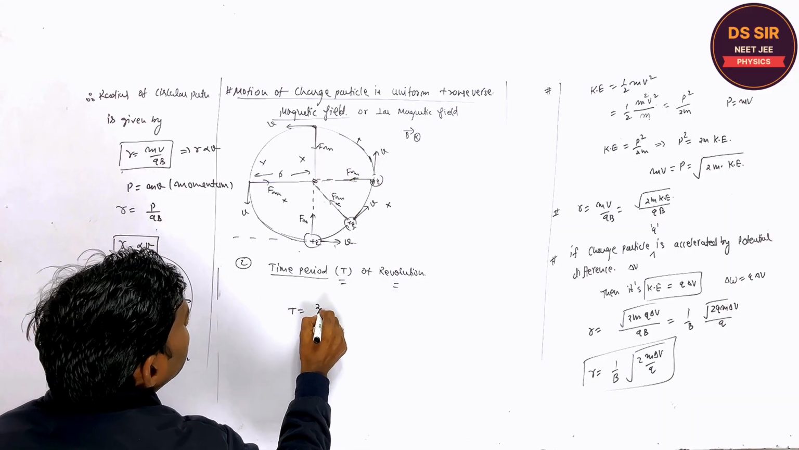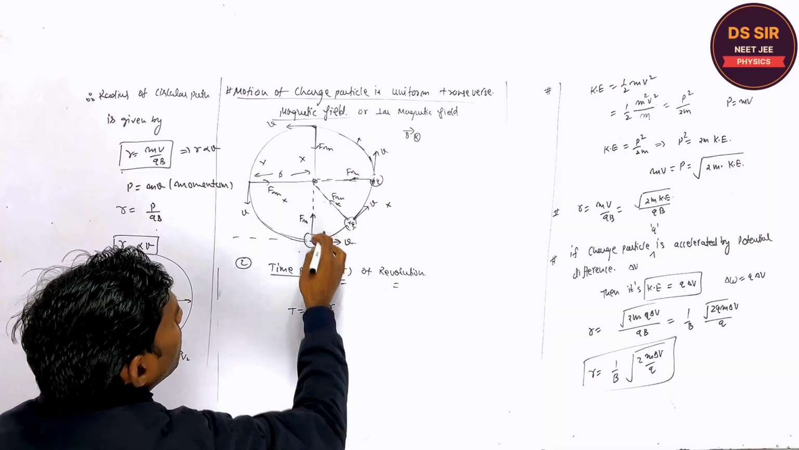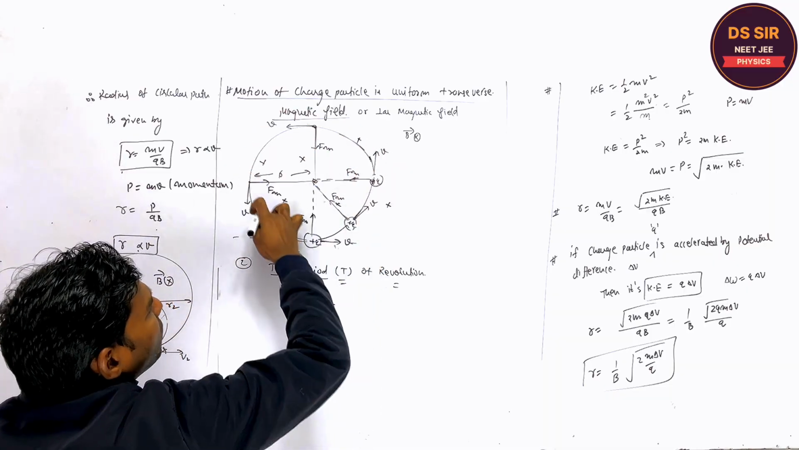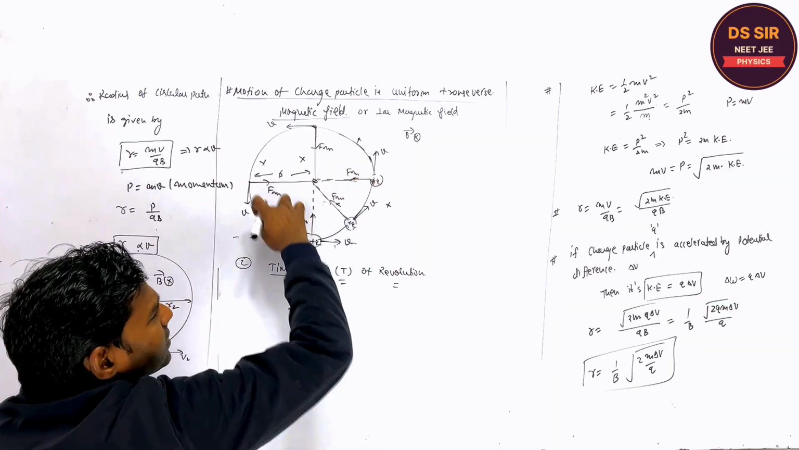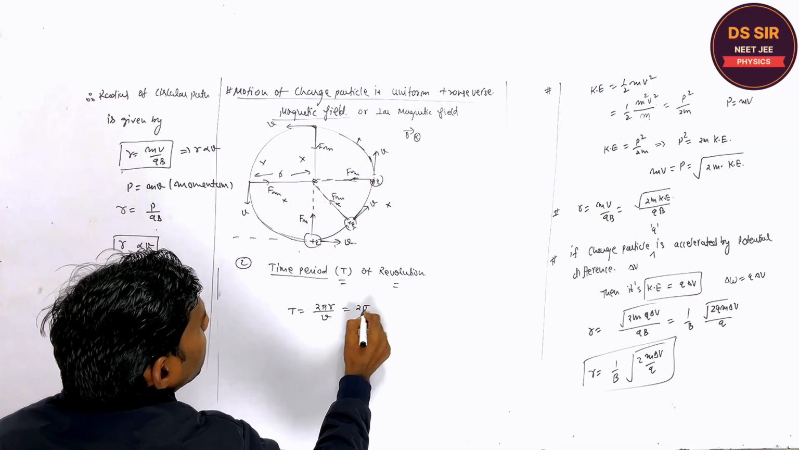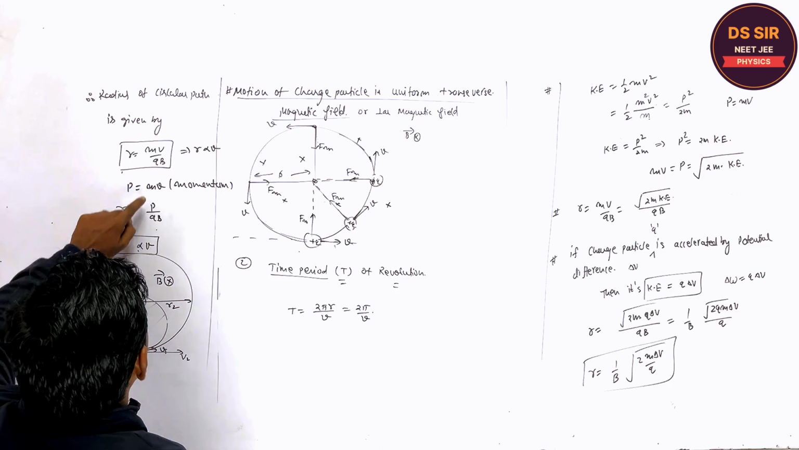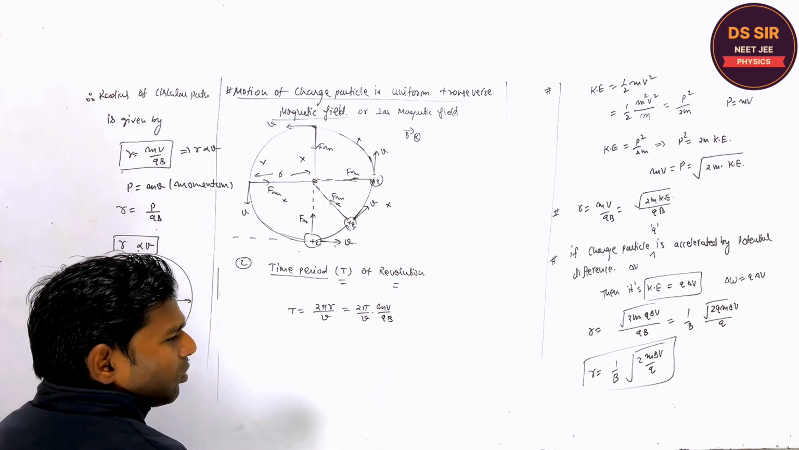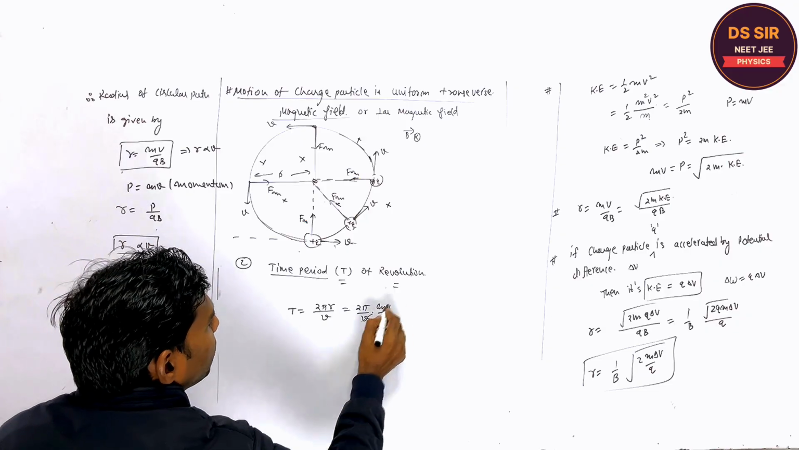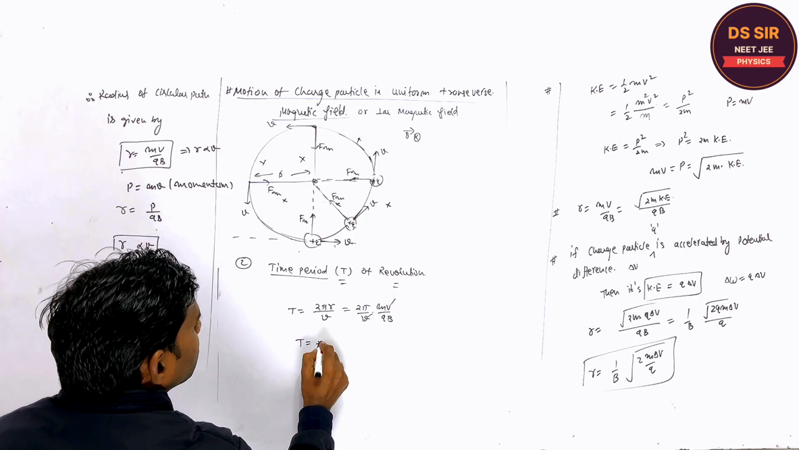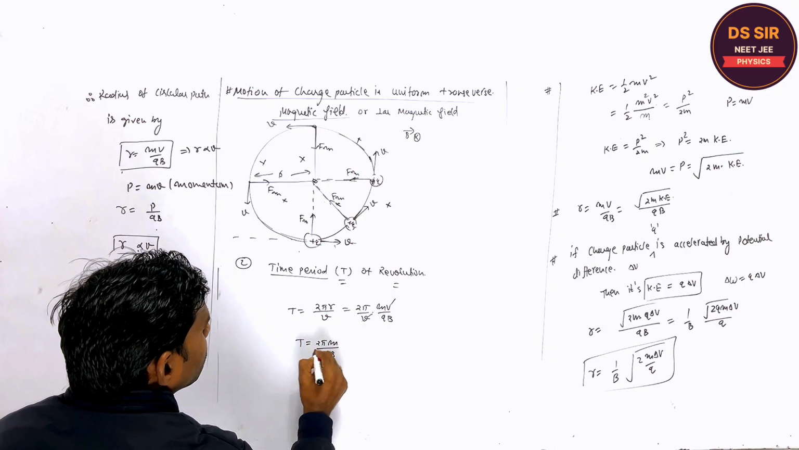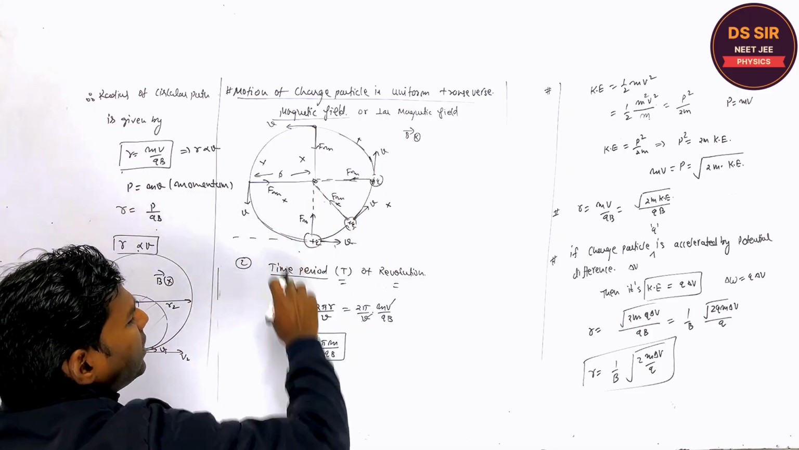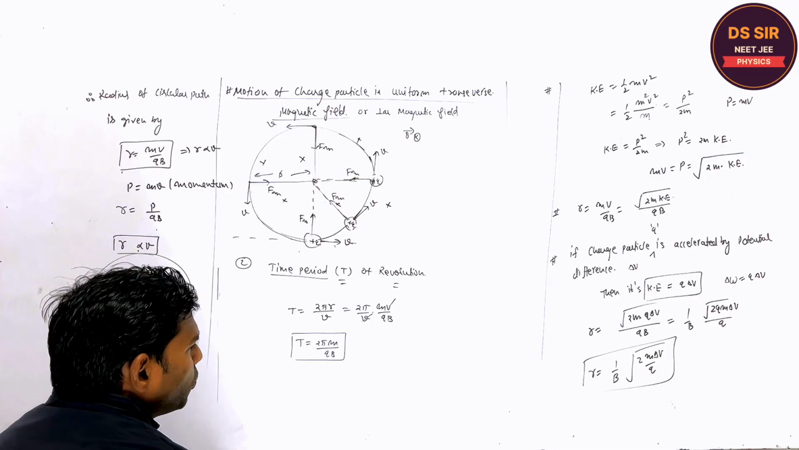And T is nothing but 2 pi r upon v. Total distance is what? 2 pi r. And by what speed is it completing this circle? By v. So it is 2 pi r upon v. What is r? r is equal to mv upon qB. Is it clear or not? The v's will cancel out and T is equal to 2 pi m upon qB. Fine. This is the time period to complete one circle, 2 pi m upon qB.